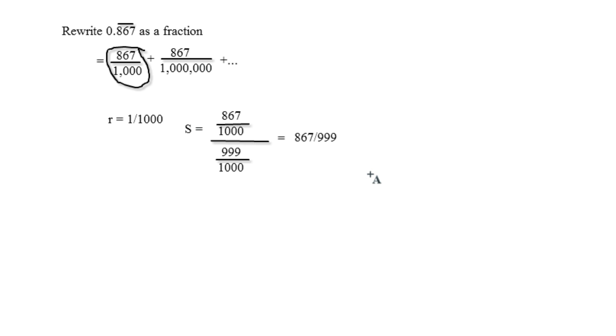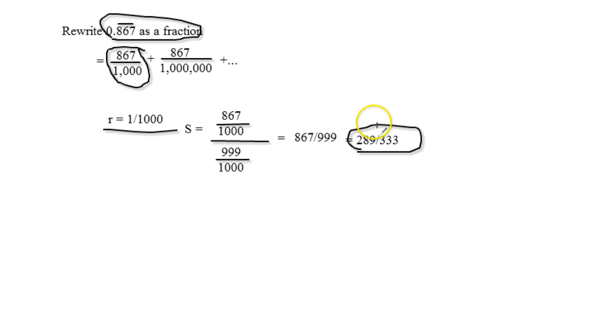Now just checking it real fast with my calculator. You can reduce this because 3 can go into both: 289 divided by 333. Okay, all right. And so what we've done is rewrite a repeating decimal, because we know the sum of an infinite geometric series where the ratio is less than 1. We can rewrite it because this is going to be the actual sum. So you can use this to work with it.